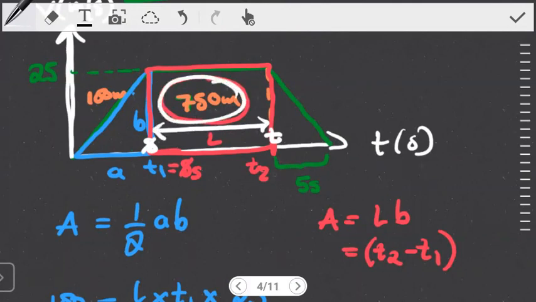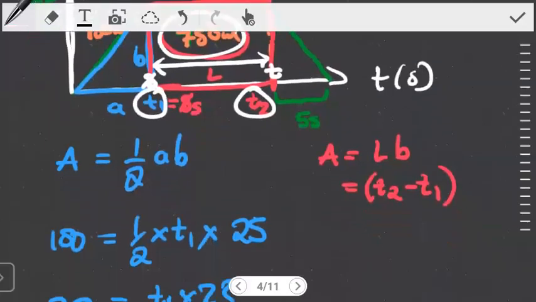That is why I'm saying T2 minus T1, so that I get the time it takes to cover that, or I get the length L, or the value of L there. That's why I'm doing this. But we already know what T1 is. So now we have T2 minus 8. This is what gives us that L.